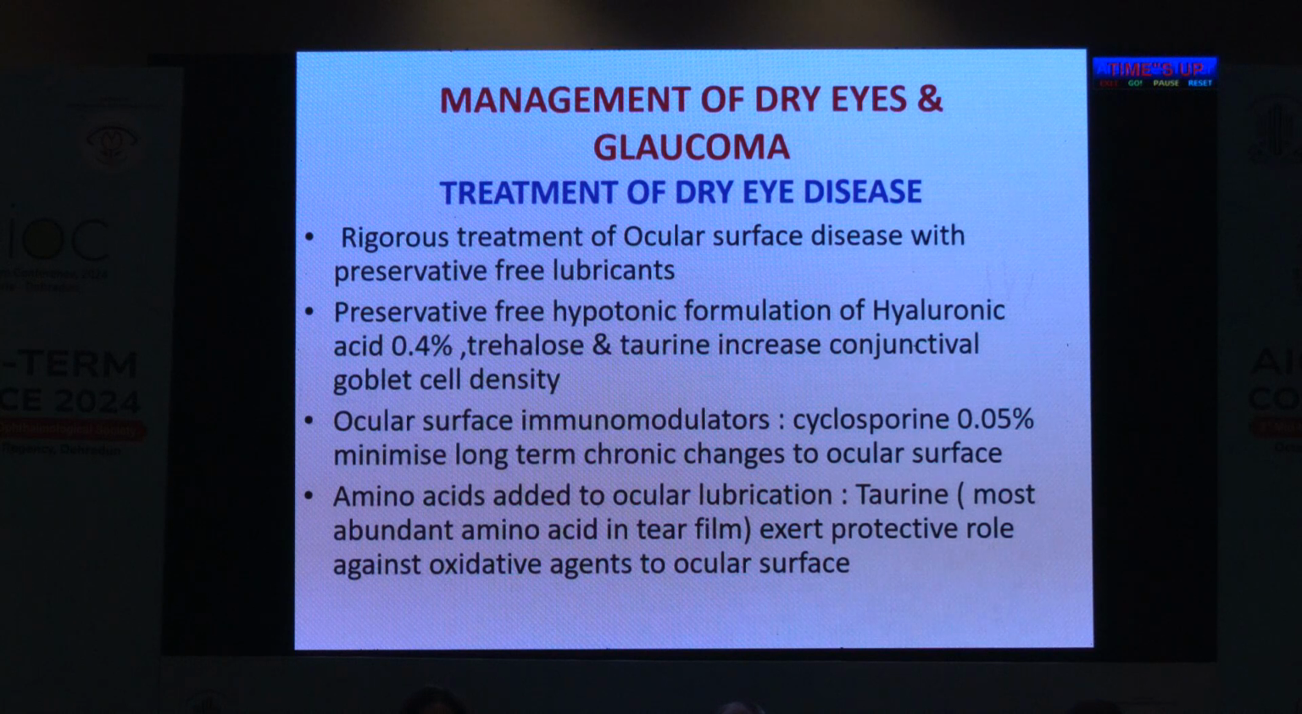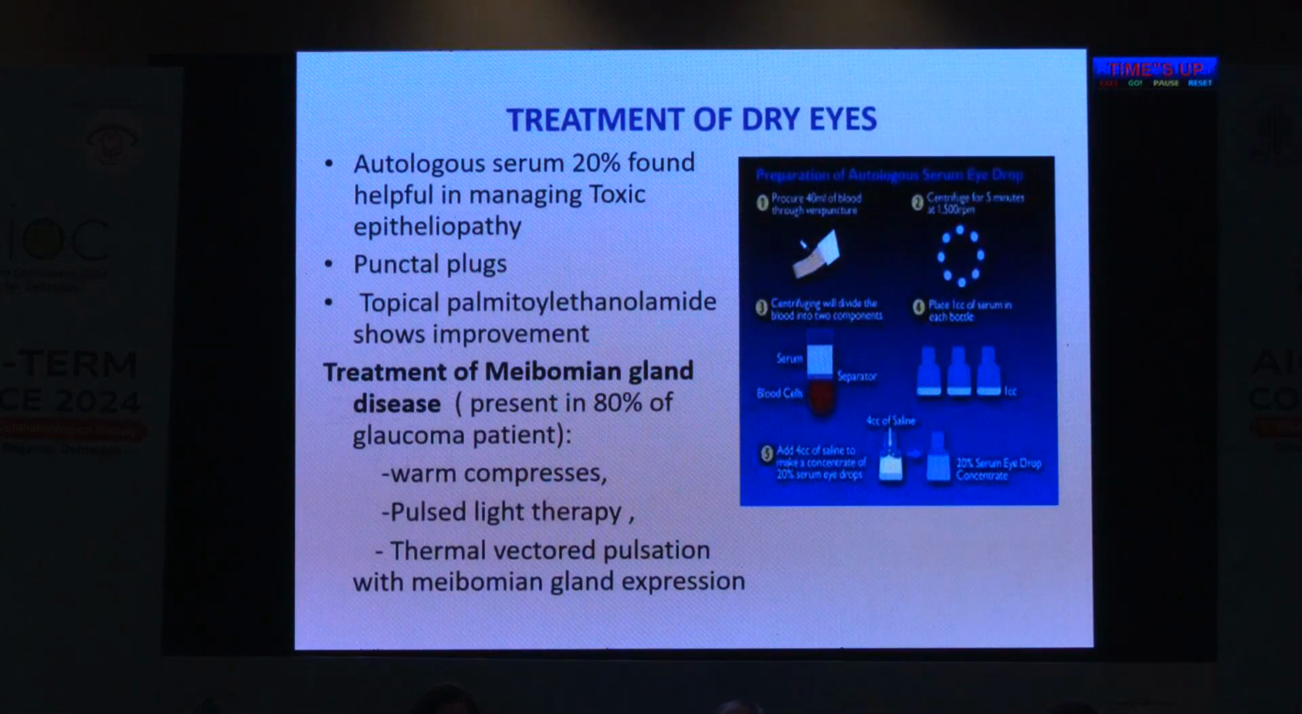Then treatment of dry eye disease. Rigorous treatment of ocular surface disease with preservative-free lubricants, especially preservative-free hypotonic formulations of hyaluronic acid, trehalose, and taurine, increases the conjunctival goblet cell density. Ocular surface immunomodulators like cyclosporine minimize the long-term chronic changes on the ocular surface. Taurine, an amino acid present in the tear film, exerts a protective role against oxidative changes to the ocular surface. Autologous serum 20% is helpful in managing toxic ophthalmopathy. Punctum plugs and topical palmitoylethanolamide are other aspects.